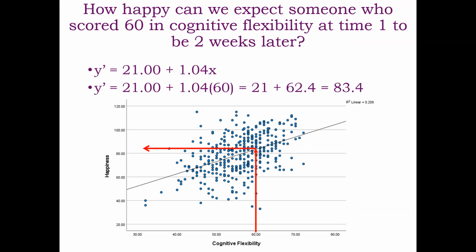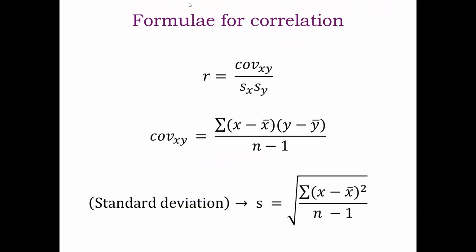Just a few more slides. Remember, here's the formula for correlation. We have the covariance of xy divided by the standard deviation of x times the standard deviation of y. Reminder, for the standard deviation, we're using the estimated population value here.